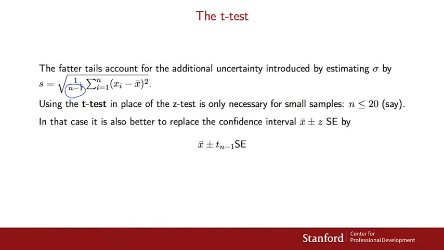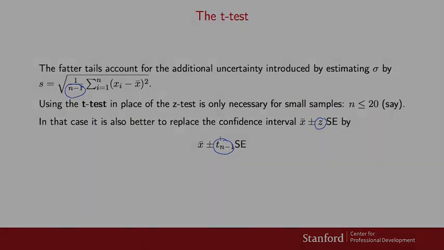In that case, it's also better to replace the usual normal confidence intervals by a t-interval. That is, instead of using a cutoff z, we would use the appropriate cutoff t with n-1 degrees of freedom. The name degrees of freedom is simply a technical term. That means for every sample size n, there is a Student curve. And the one we're going to use is the one with n-1 degrees of freedom.